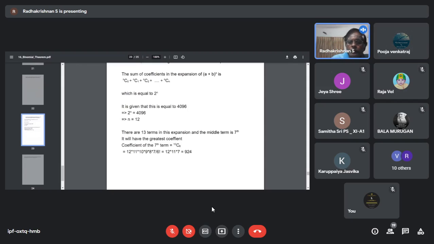And how do you calculate 12C6? Starting from 12, you write 6 terms: 12 into 11 into 10 into 9 into 8 into 7, and below it 6 factorial. The value of 6 factorial is 720. Let's see in the numerator which combination gives 720. 8 into 9 is 72, so 8 into 9 into 10 gives 720. So we can cancel it, that is equal to 6 factorial. What remains is 12 into 11 into 7. So you simply multiply 12 into 11 into 7.